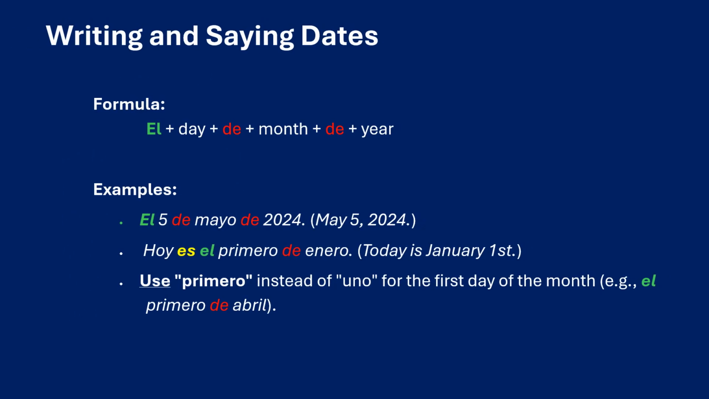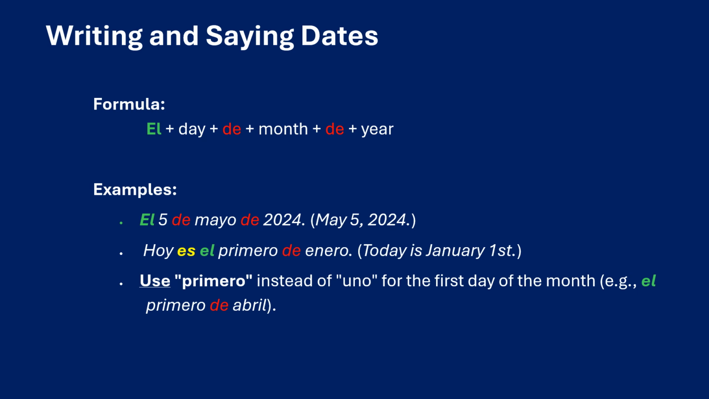Writing and saying dates in Spanish follows a particular formula. It takes on the definite article el plus the numeric day plus the preposition de, which means of, plus the month, then preposition of again, de, plus the year. To look at an example everybody knows, Cinco de Mayo. El cinco de mayo de 2024. May 5th, 2024.